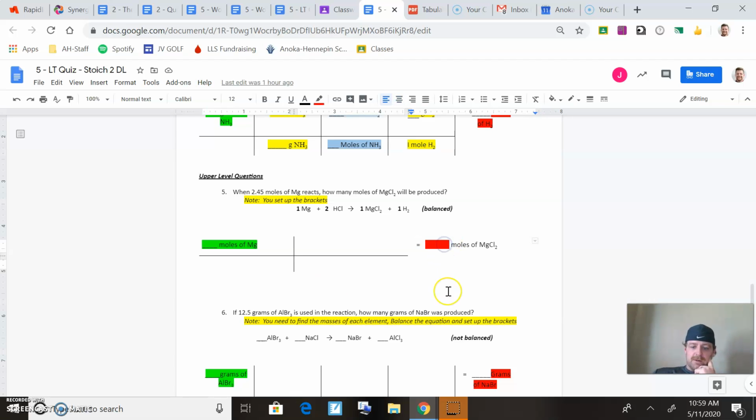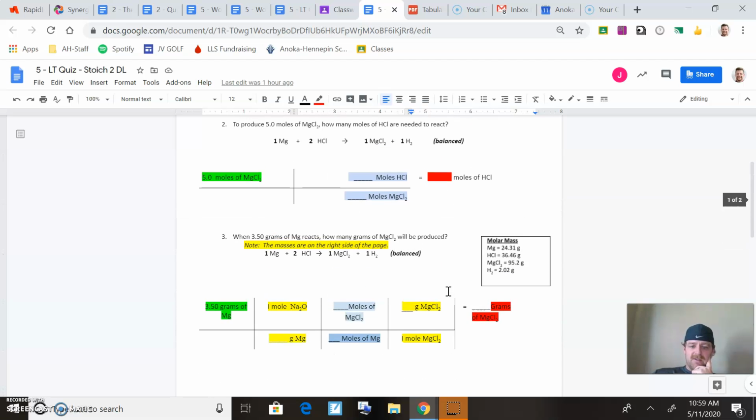So that's how you input. Just make sure you input your answer in the red area there.